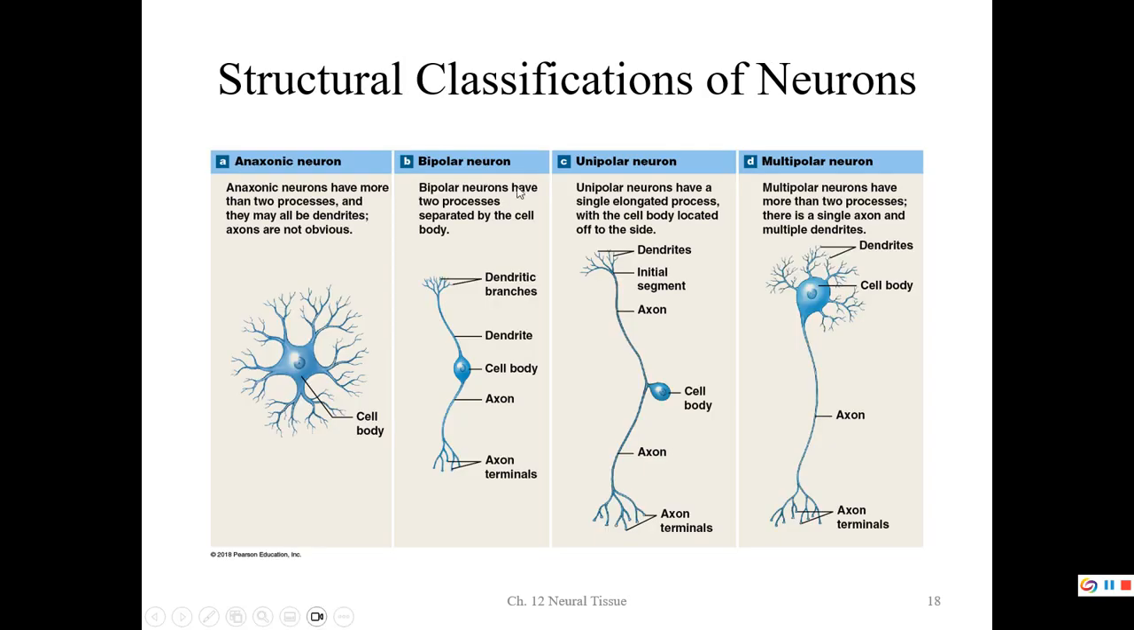So anaxonic has no axon. It's a cell body with dendrites. Bipolar, cell body in the middle, one dendrite, one axon on either side. For unipolar, the dendrite basically fuses, and you have this axon here. And then the dendrite's off here. But this kind of fuses together into one pole with the cell body off the side. And then we have our multipolar cell body with our long axon.